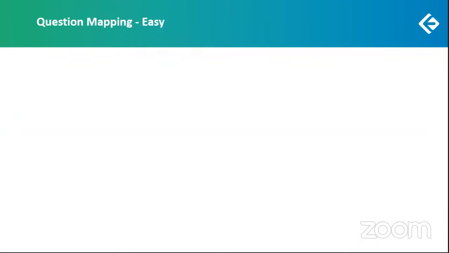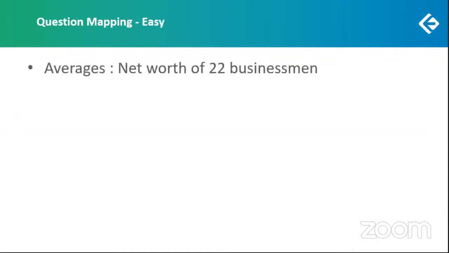Moving on to the difficulty level analysis, let's look at the first question here in easy questions. So there was a question from averages where it was given that the net worth of 22 businessmen was increasing by $2 million if 2 of them leave the group. Here what we can do is assume the average as X. When 2 of them leave, the remaining 20 will have an average of X plus 2. So that is the thought process. We can simply create an equation here and solve the question.